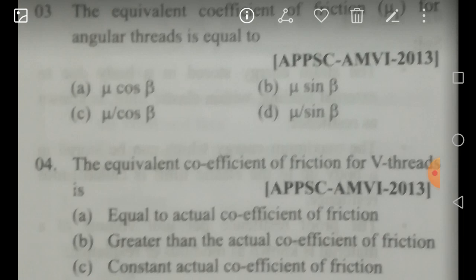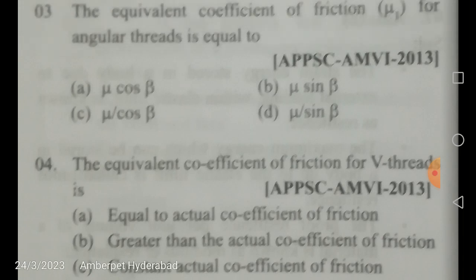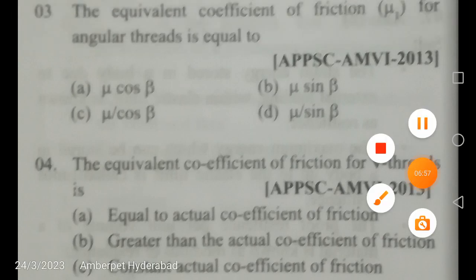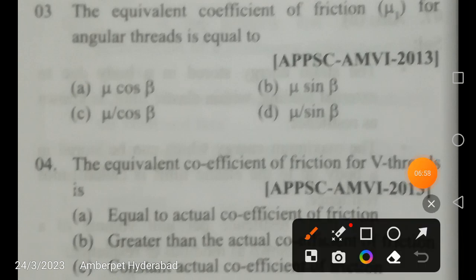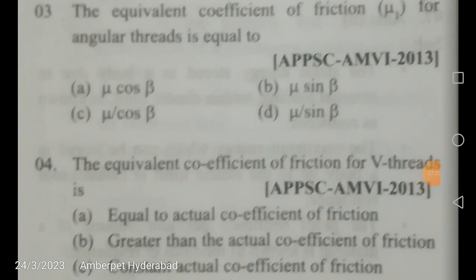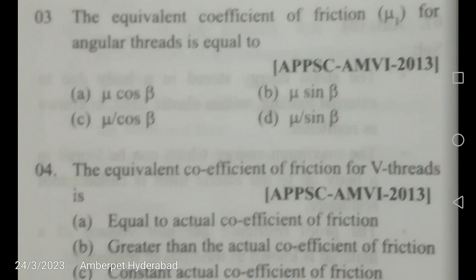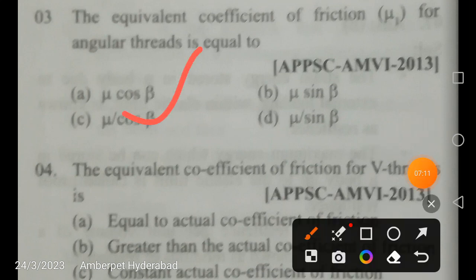Okay, so cos beta will always be less than 1. So mu dash will always be greater than mu. So mu dash by mu turns out to be more than 1. So the correct answer is mu by cos beta. Option A is the correct answer. Sorry friends, option C. I am sorry. It is mu by cos beta, right?